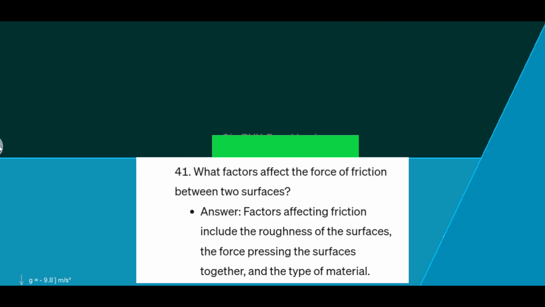What factors affect the force of friction between two surfaces? Answer: factors affecting friction include the roughness of the surfaces, the force pressing the surfaces together, and the type of material.